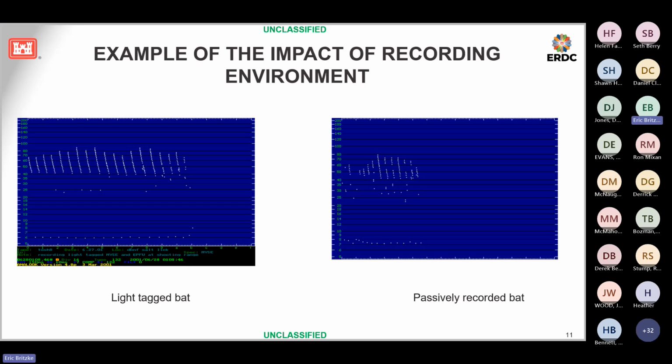And so what we typically see is, here's 2 examples of the same species. On the left is a light tagged recording. So we see a nice call sequence. Unfortunately, when we do passive recording, we get lower quality stuff. And so on the right is a passive recorded file created by that same species. And so what we have to do is try and make sure that the identification process we use based on the light tag bats actually translates and applies to these passively recorded call sequences. And that's something that we're working on.